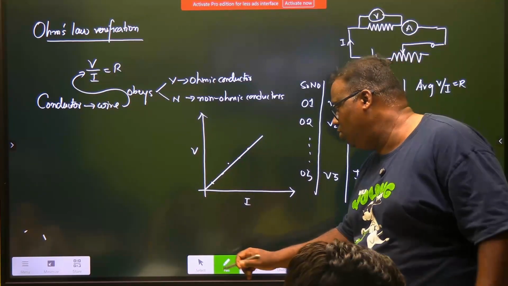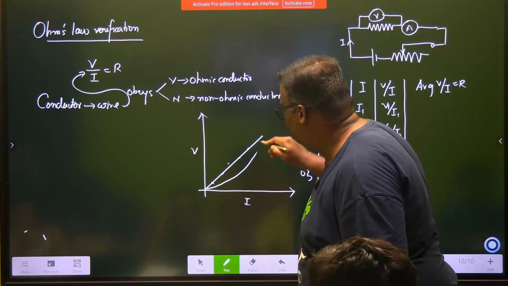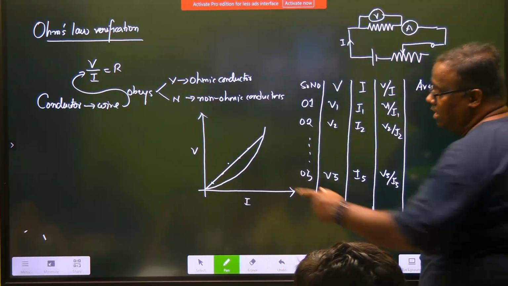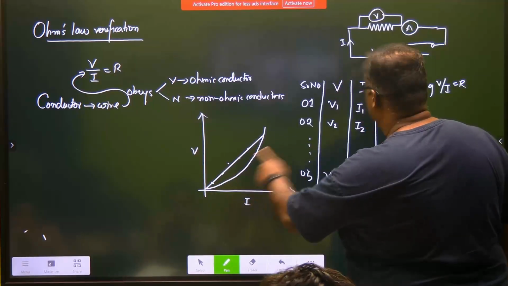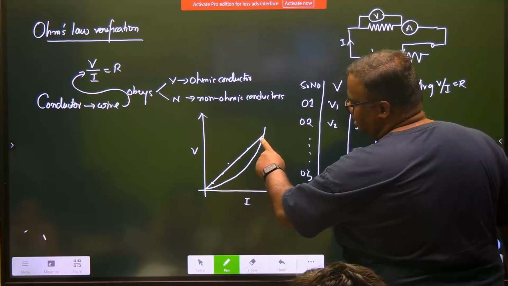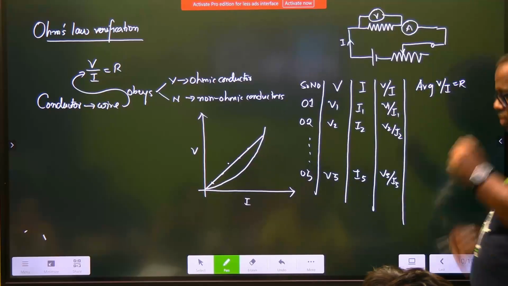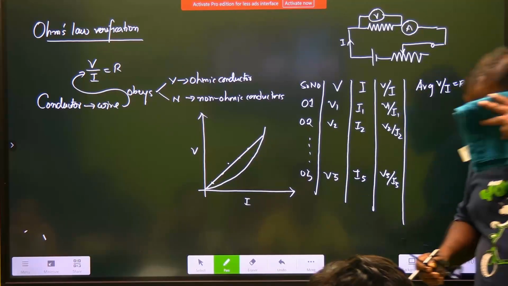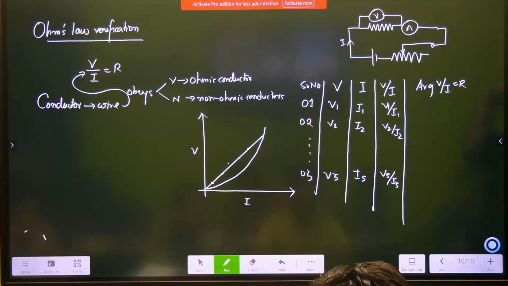If it was a non-ohmic conductor, then my plot will come out something like this. It will not come as a straight line. We call that a non-ohmic conductor. Here the resistance is not constant. If it is a straight line, then the slope is constant. This is slope, right? Y by x is slope. Here the slope is not constant. So in the plot between V and I, the slope tells me about resistance. And if the resistance is constant, that means the conductor is an ohmic conductor.